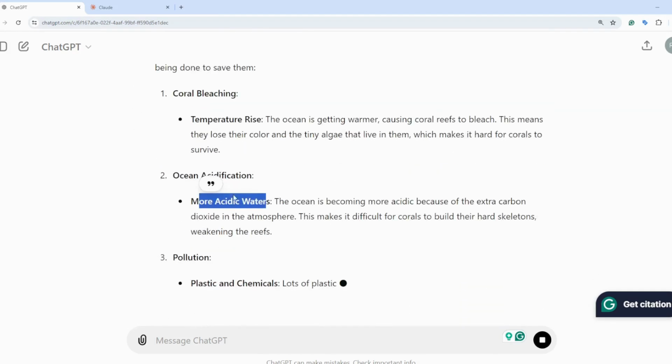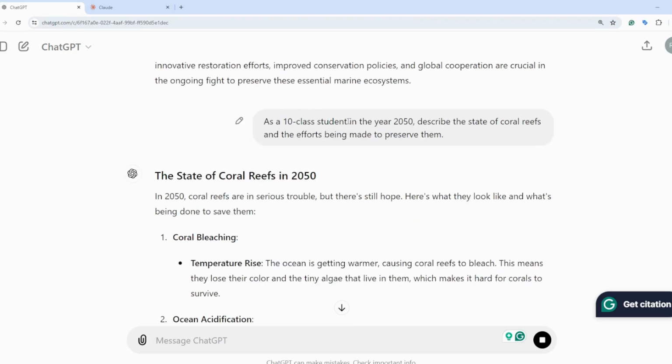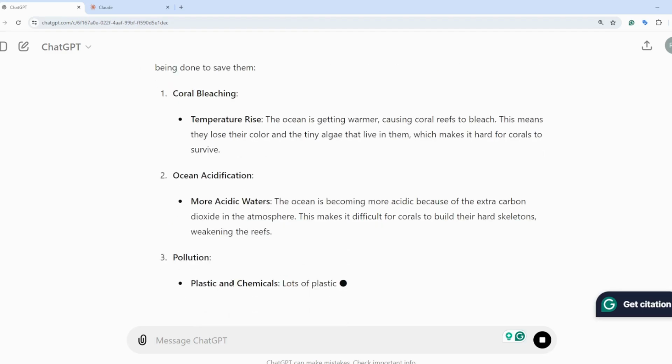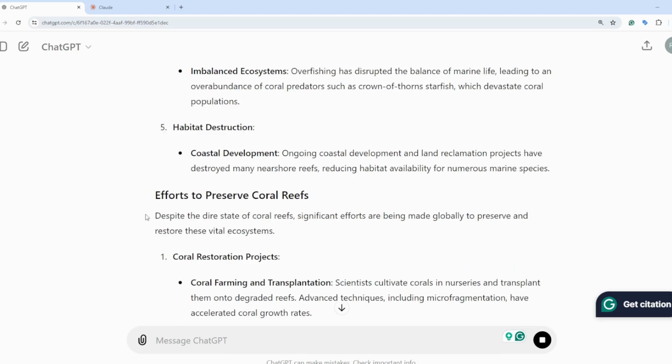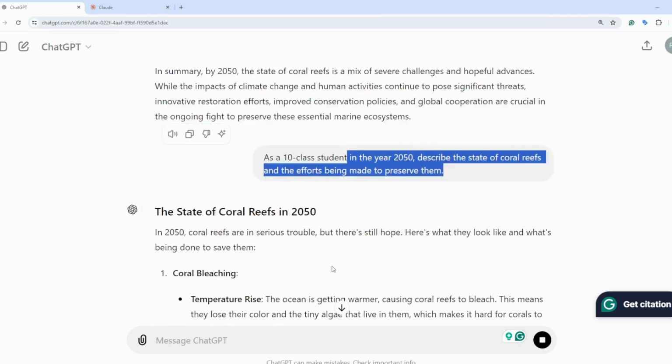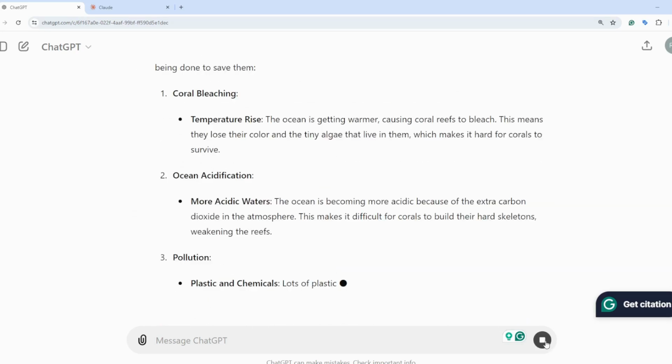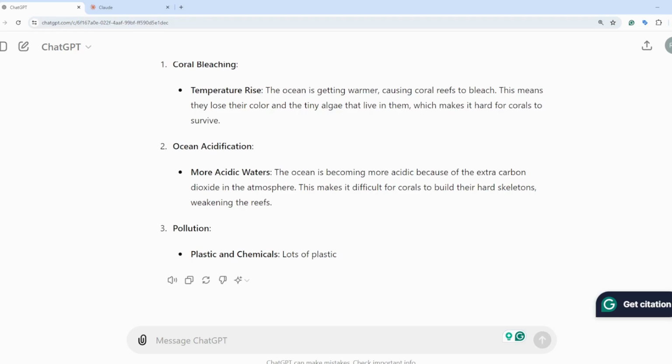But you can see that the answer is very different if I'm just changing the role. For a 10th class student, it is giving me a different result, but for a marine biologist it's giving me a different result. So that's why role is making a lot of difference here in getting the prompt. Let me stop this just for the sake of time. I'm giving another prompt, which was the comparative prompt.